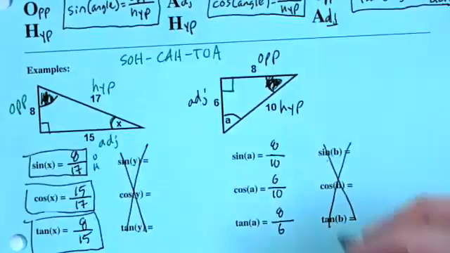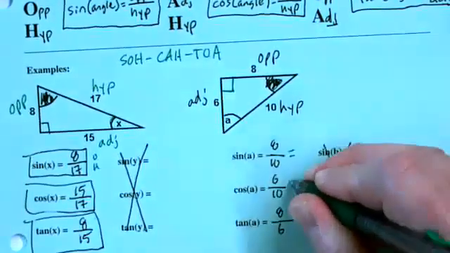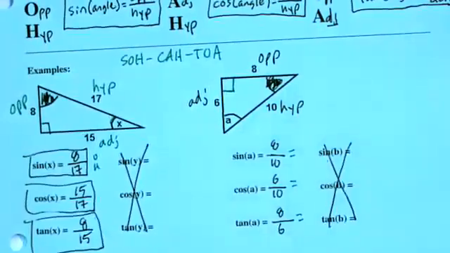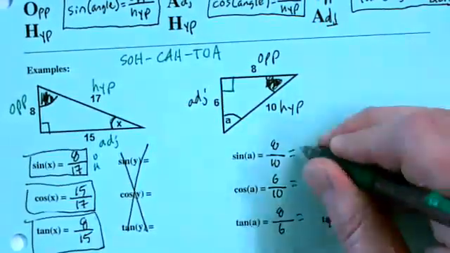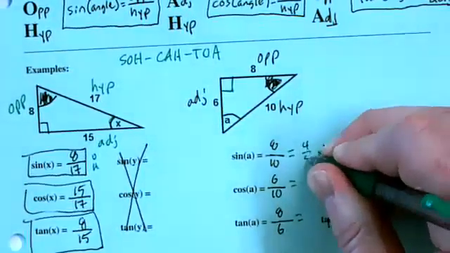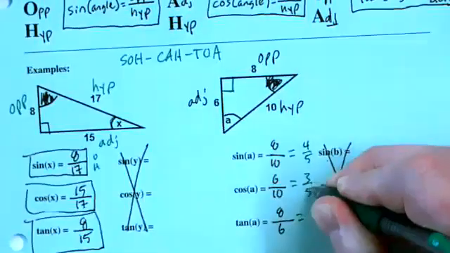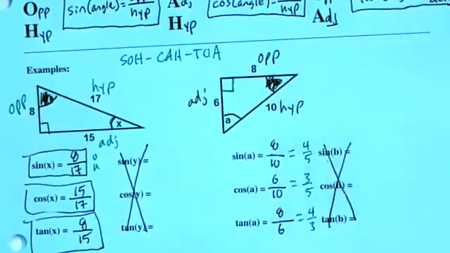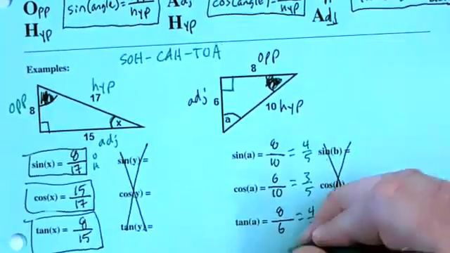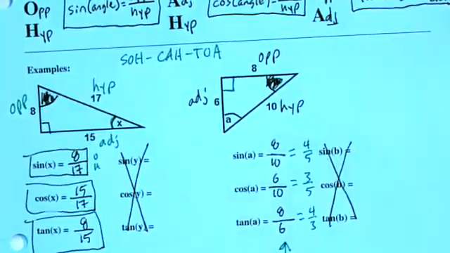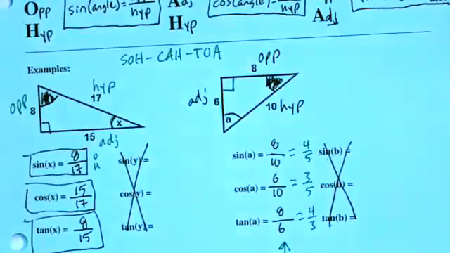And if you got those, that makes me very happy. This is just a little bonus if you were able to simplify those. Get 4/5, 3/5, 4/3. That's awesome too. This is the main thing. If you were able to get that 8/10, 6/10, and 8/6, that's awesome.